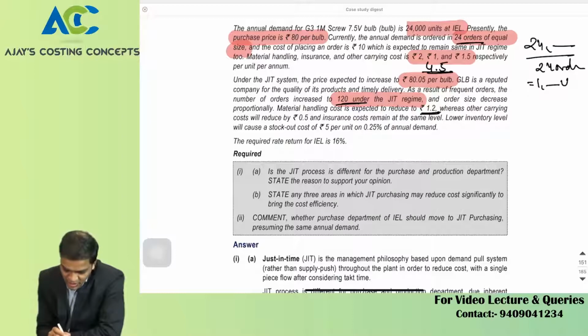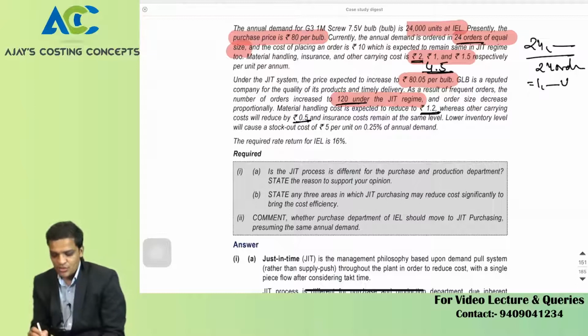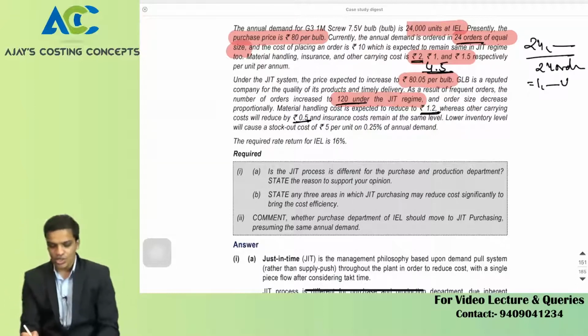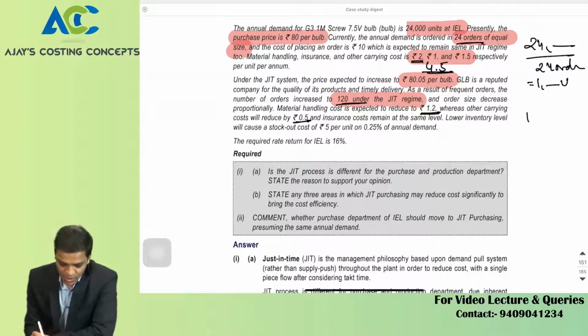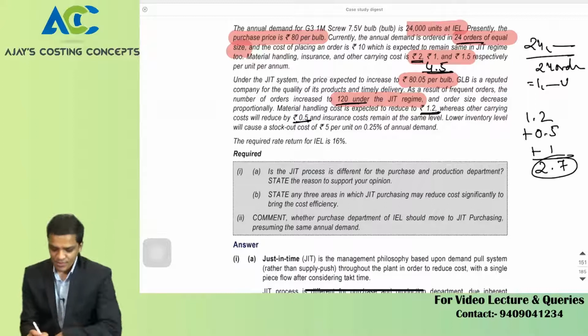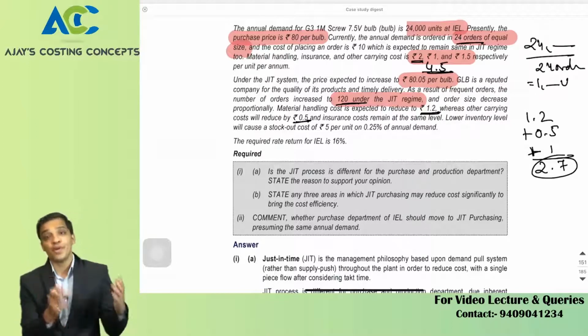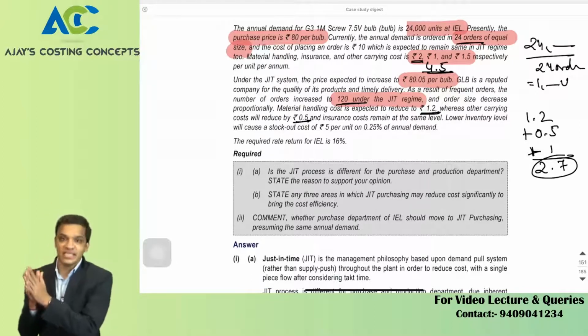So, total material carrying handling cost was 2. It has gone to 1.2. Insurance of 1 will remain the same, and other carrying cost would be 0.5. Originally, this was 2 plus 1 plus 1.5, that was 4.5. Now, it will become 1.2 plus 0.5 plus insurance, which will remain the same. So, the cost would become 2.7, right? From 4.5, we have reduced to 2.7.